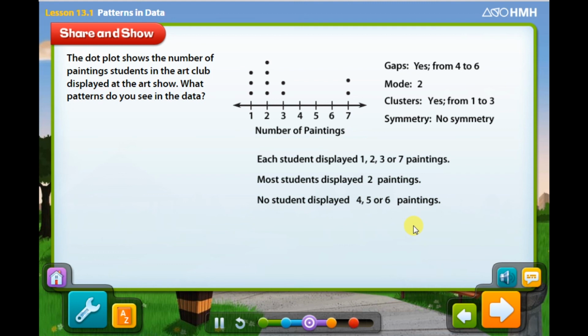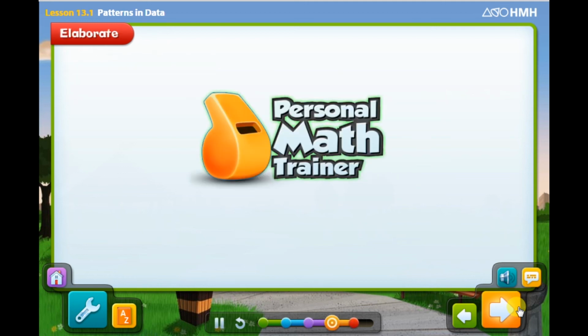So the data set shows that each student displayed 1, 2, 3, or 7 paintings. The gap shows that no student displayed 4, 5, or 6 paintings. The highest column shows that the most common number of paintings displayed by each student was 2. Now try your homework on your own with the personal math trainer. It includes the exercise you saw at the beginning of the lesson.